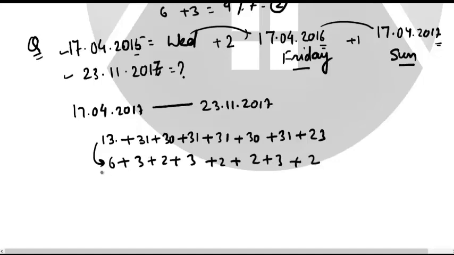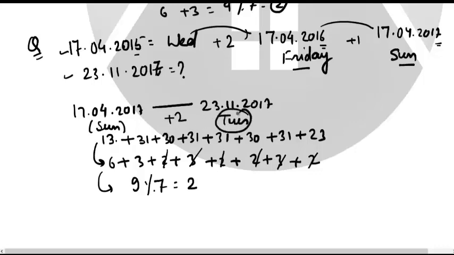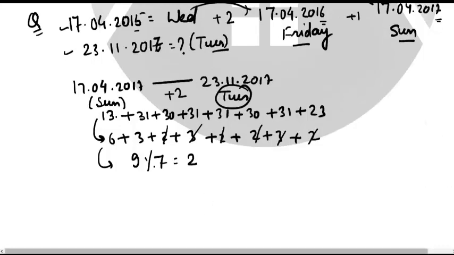Now remove the combinations of 7. I think this 4 plus 3 is 7, and again 4 plus 3 is 7. I get 9. 9 again I'll divide by 7. I'll get the remainder as 2. Right? Now since this was Sunday, it will advance by 2 days. The Sunday, it will be Monday and then Tuesday. So my answer for this particular question will be Tuesday. Alright?